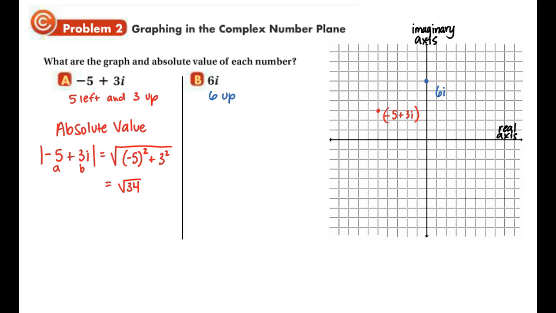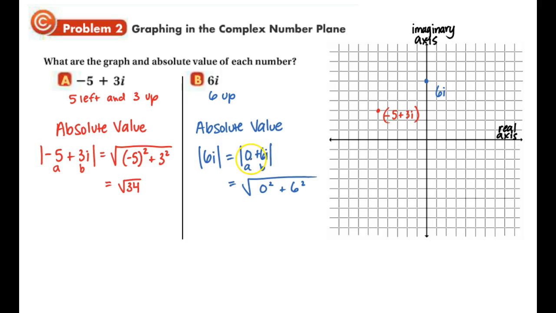So that would be the distance from the origin. When finding the absolute value of 6i, I'm breaking it apart and writing 0 plus 6i. The a is 0 and the b is 6. So when I square 0 and square 6 and add those two numbers together, I just get the square root of 36, which is equal to 6. That should make sense to you because we can visually see that 6i is 6 units away from the origin.